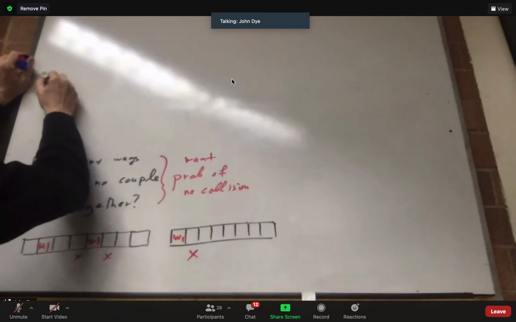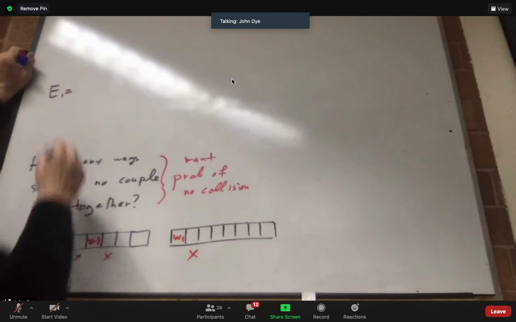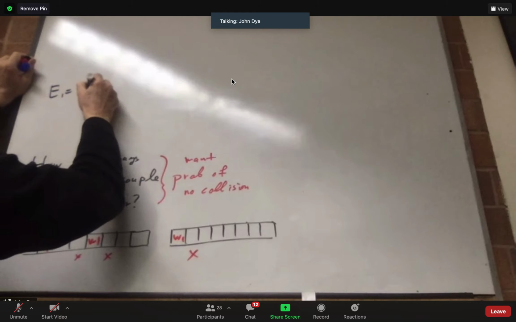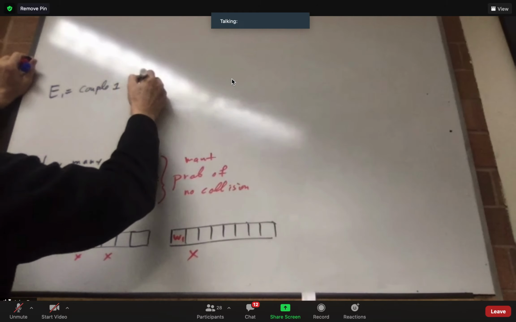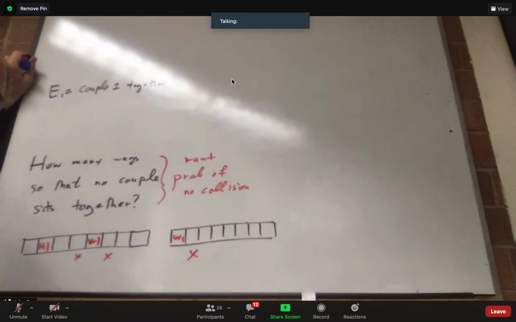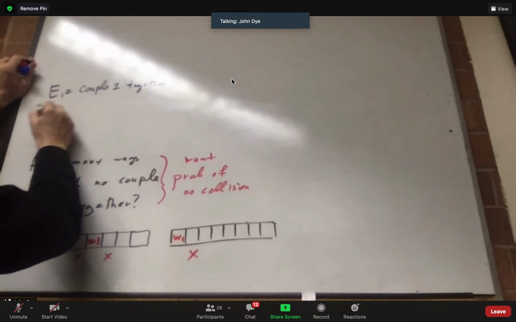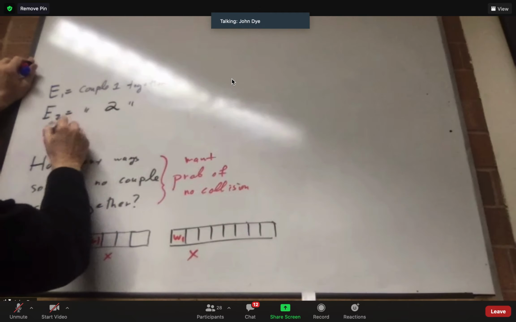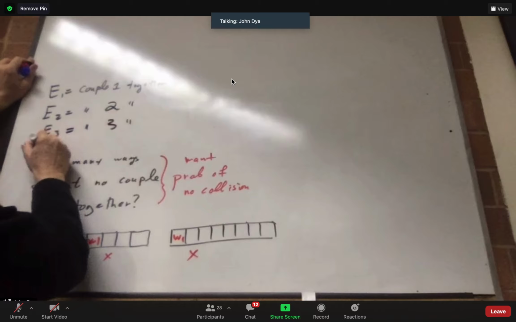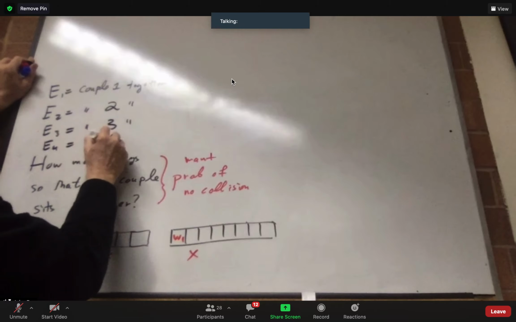So E1 will be what? Couple one together. Hopefully that fits in there. It didn't really, but this is couple 2. E3, couple 3 together, and E4, couple 4 together. Okay.